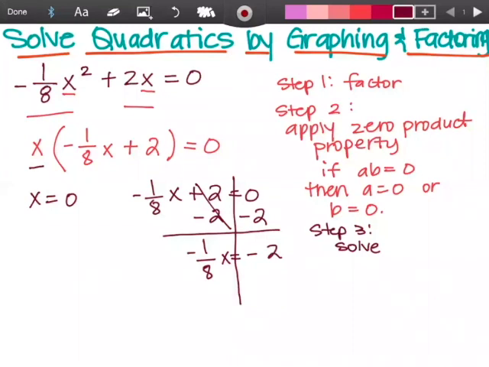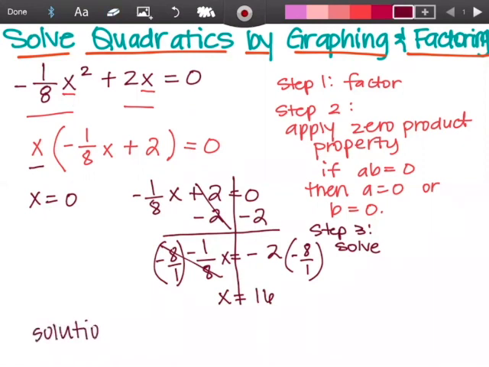All right, and then we're going to get x by itself, and we have to multiply by the reciprocal. So we're going to multiply both sides by negative 8 over 1. Okay, and that cancels out or divides out. And then we have negative 2 times negative 8 over 1, which gives us a positive 16. All right, so our solutions to this quadratic equation are x equals 0 and x equals 16.